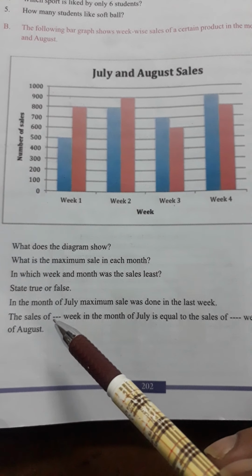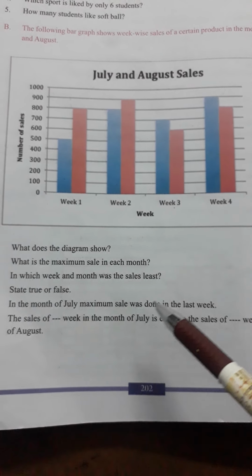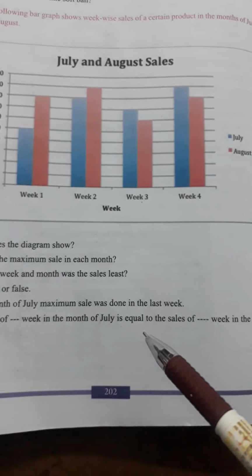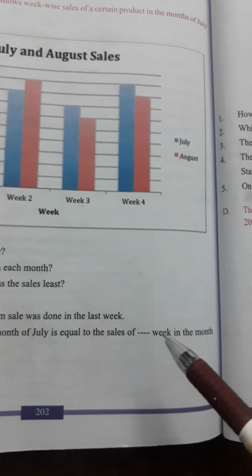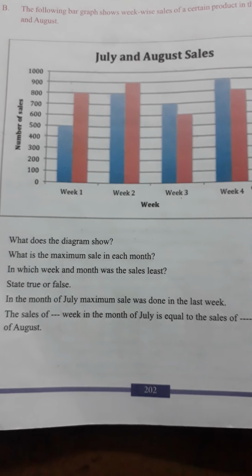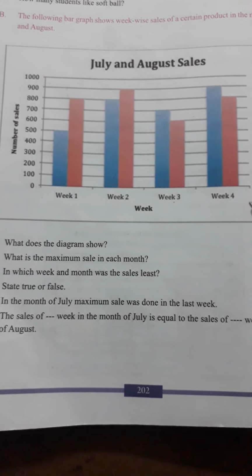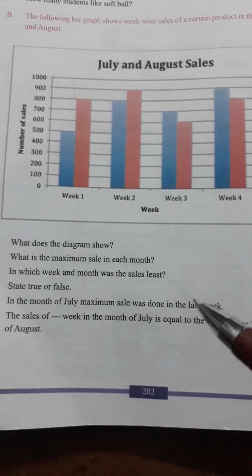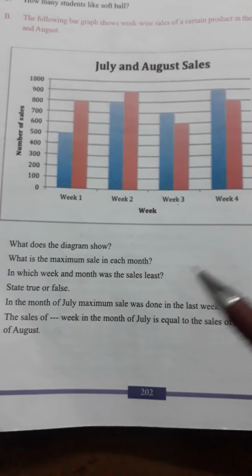The sales of dash week in the month of July is equal to the sales of last week in the month of August. See, you don't get confusion. Here two statements are given. Those two statements are compared.